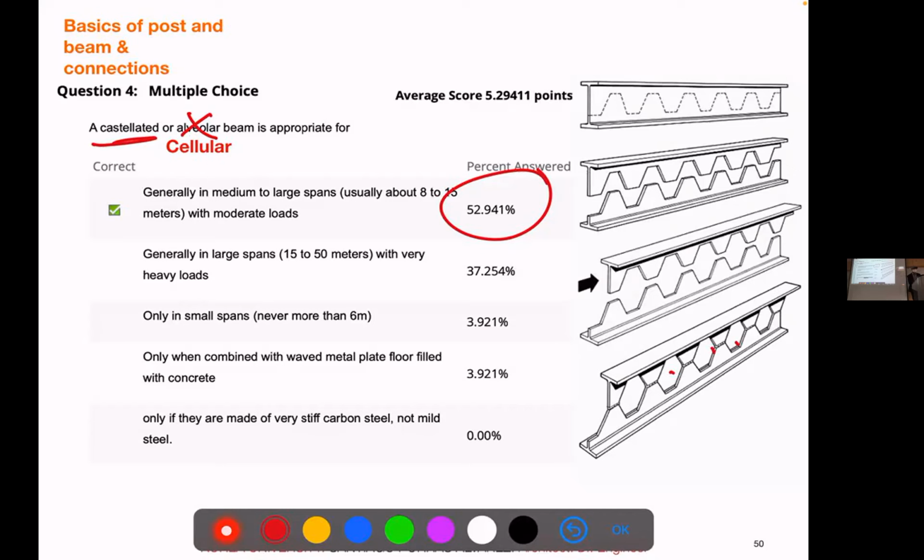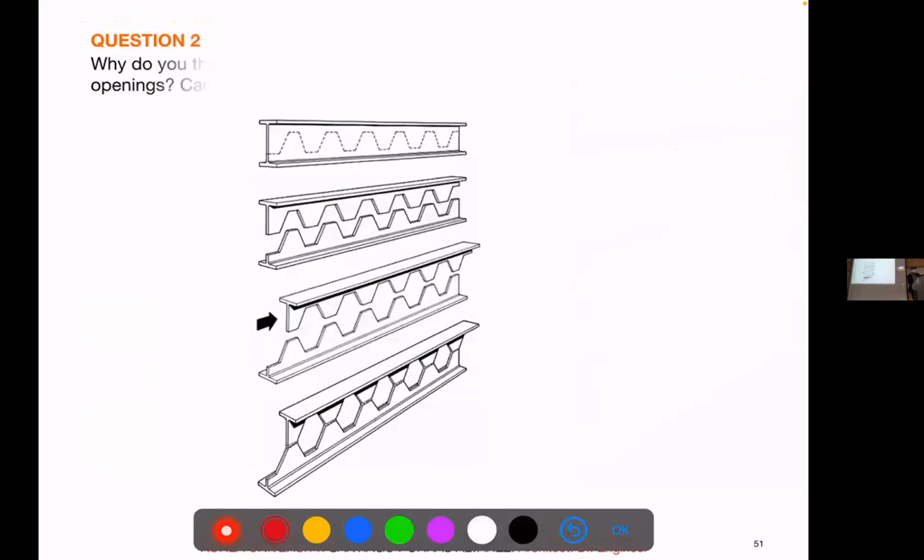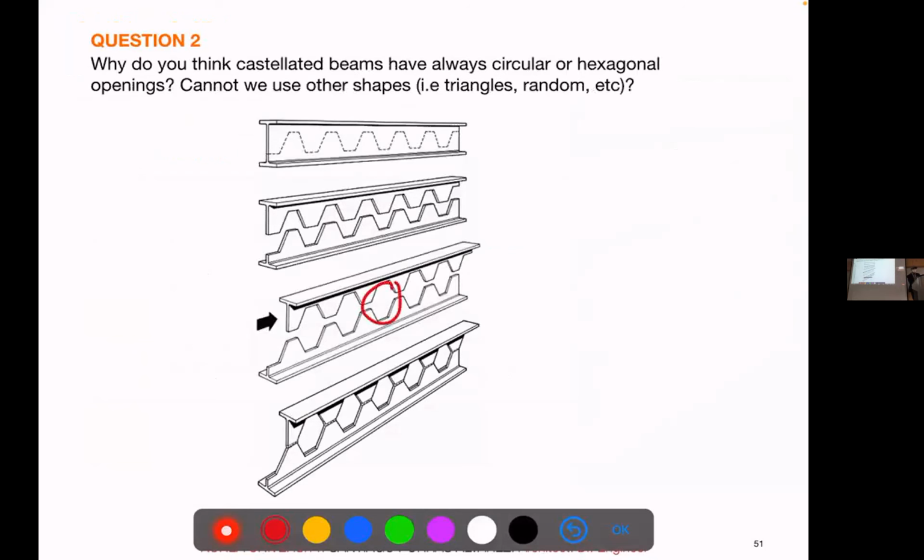It's in lecture, so I don't see. And there was one interesting question: why do you make the holes hexagonal or circular, not triangular or random, right?